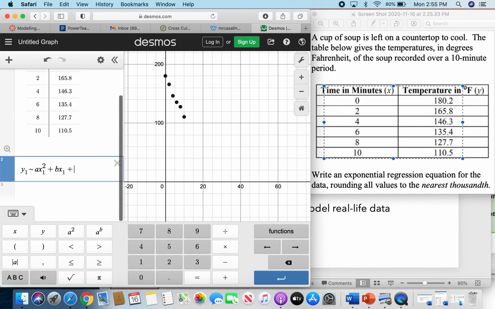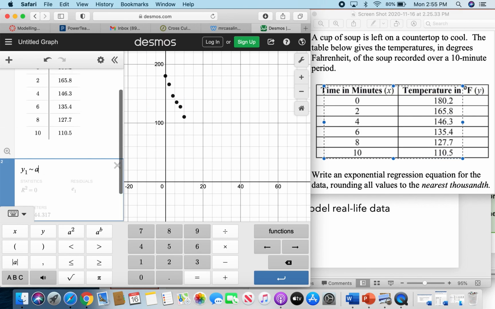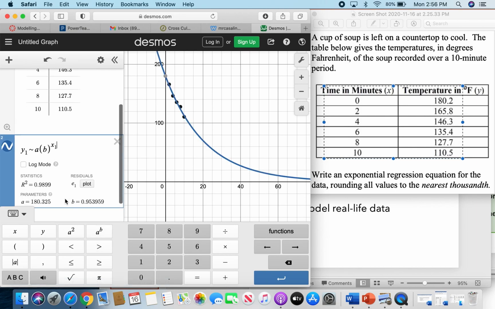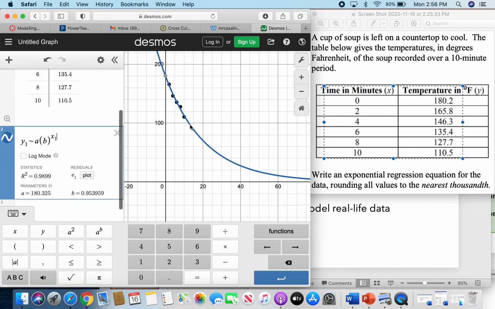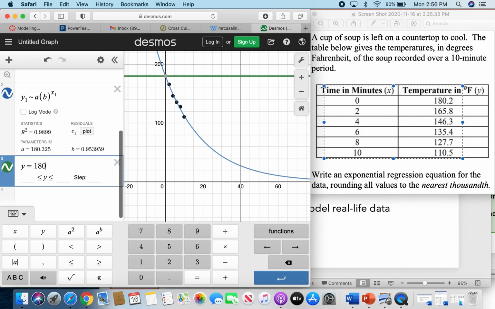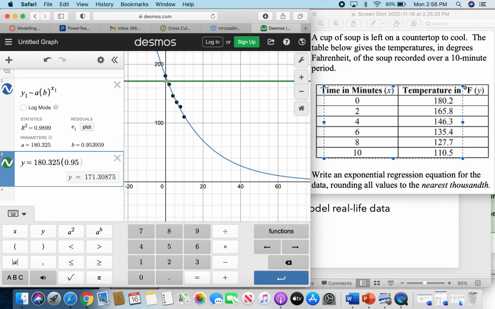Now let's see if it's going to be an exponential function instead. It has to be greater than 98.97%. So you have here b raised to x1. And as you can see, our r squared is 98.99%, which is actually greater than 98.97%. So the best fit for our model is this equation, meaning our equation is y equals 180.325 times 0.953959.